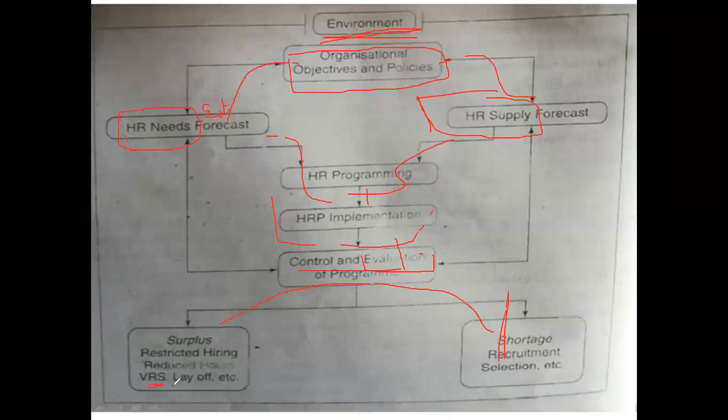VRS is an option, layoff is an option, reduced hours, we will reduce working hours, restricted hiring, whatever outsourcing services, whatever hiring services are there, you will see to it that their services are restricted. So this is the process of human resource planning.